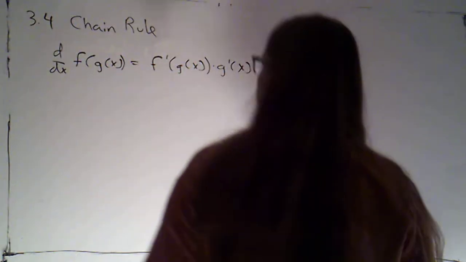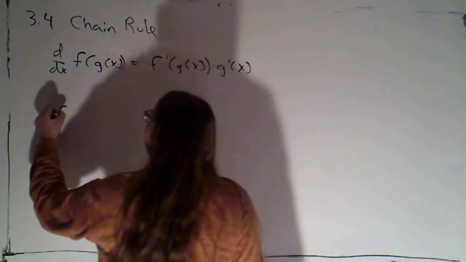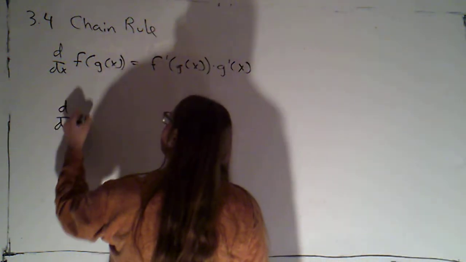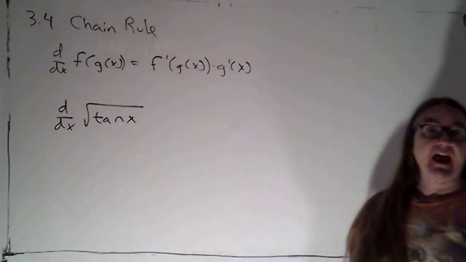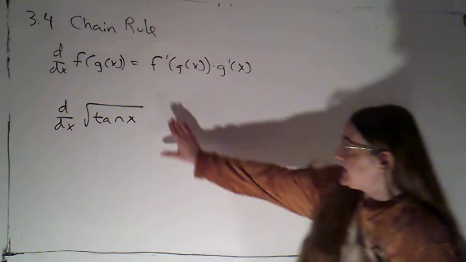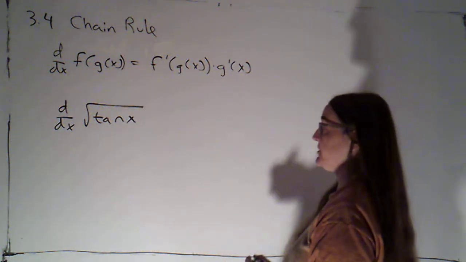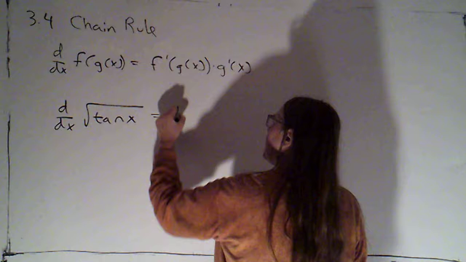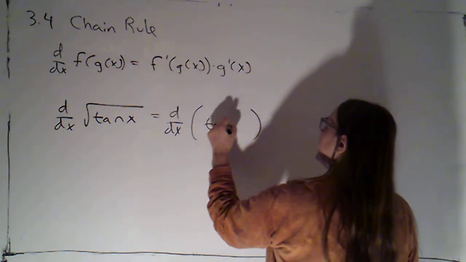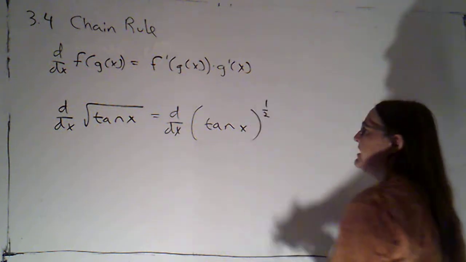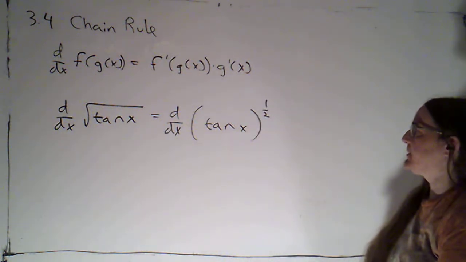Now that we know the chain rule, let's just practice using it. Let's say I want to take the derivative of the square root of tangent of x. Now, I can see that's a function composition. I'm plugging tangent into the square root function. So probably before I take the derivative, I'm going to want to rewrite that as tangent of x to the 1/2 power, because I always rewrite my roots as fractional exponents.